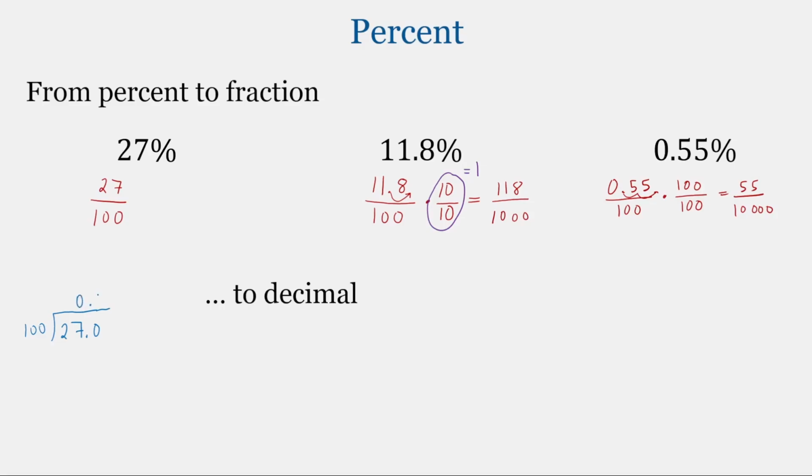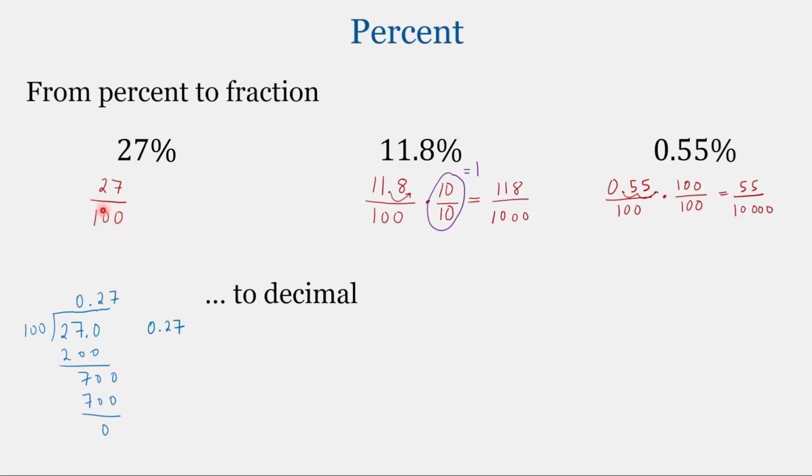100 goes into 270 two times. That's 200. We now have 700. And then 100 goes into 700 7 times. This is 700. And we have a remainder of 0. So using long division, we end up with 0.27, 27 hundredths.